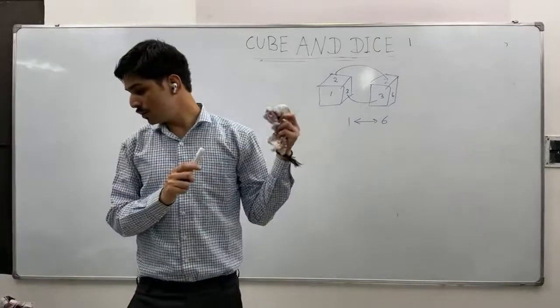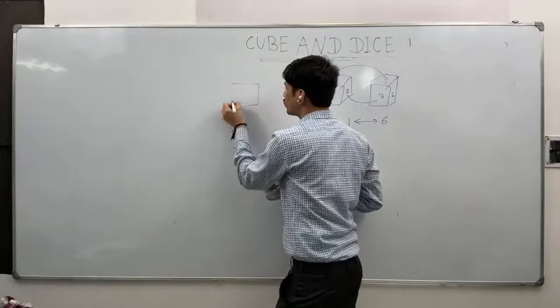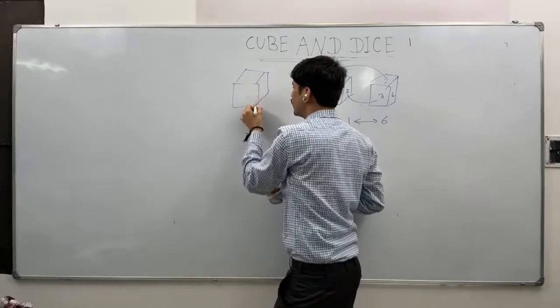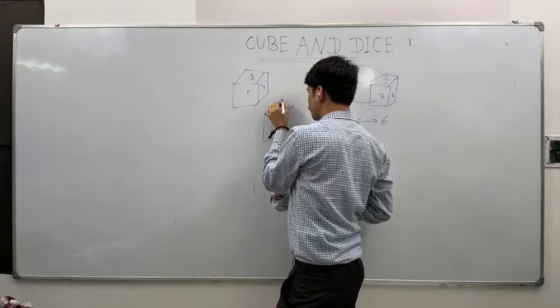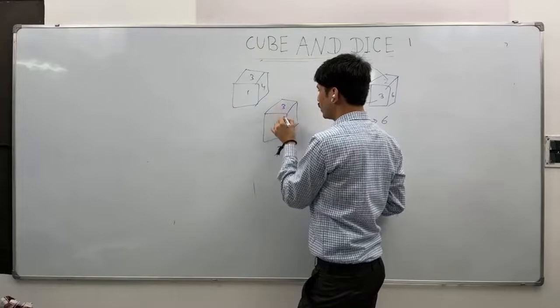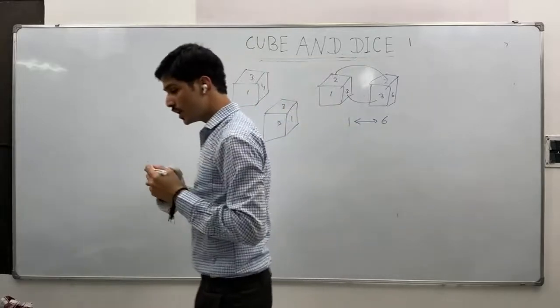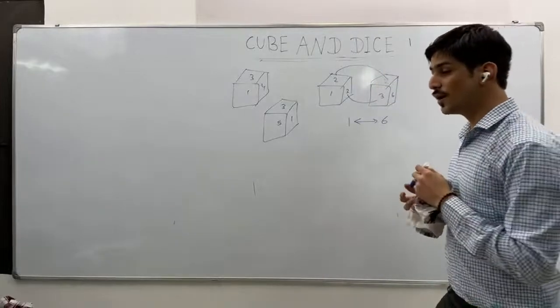So now tell me what will be the opposite here. Let's say if I ask you one more question. Let's say I have 3 here, 1, 4, and one more cube I am giving, and 3, 5, 1. Okay. Now tell me what is the opposite of 4? 5. Now tell me what is the opposite of 3?